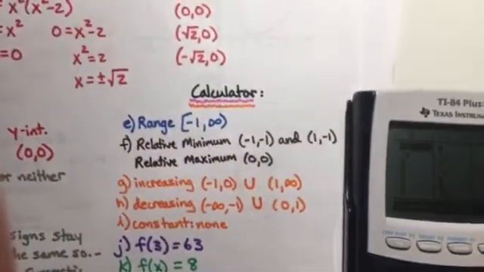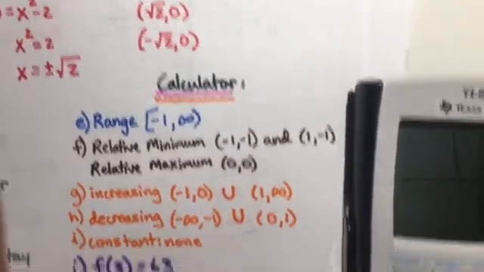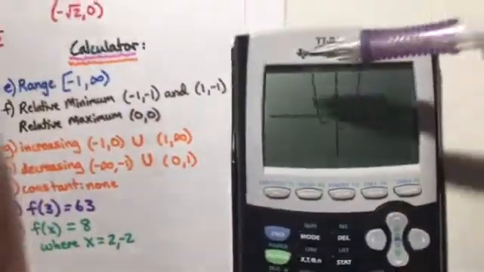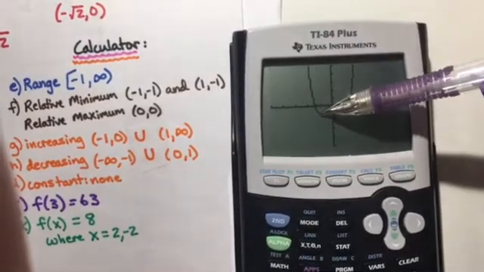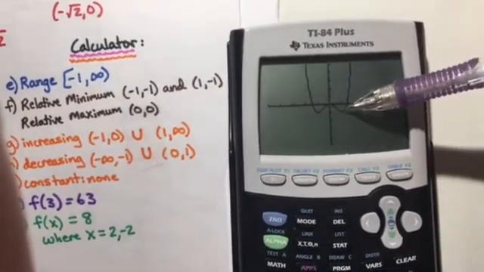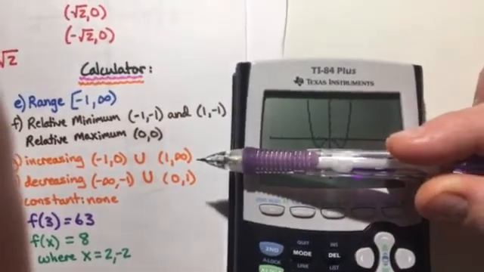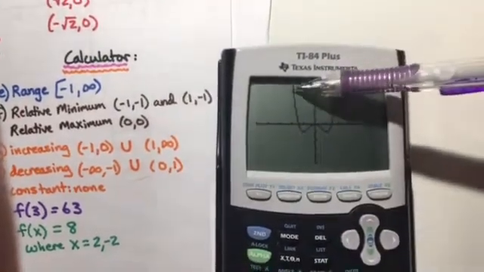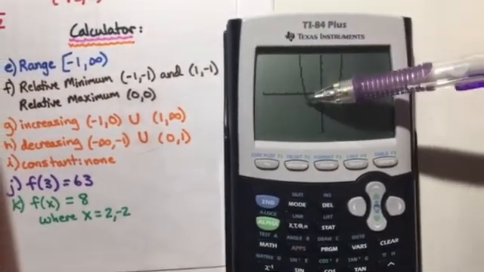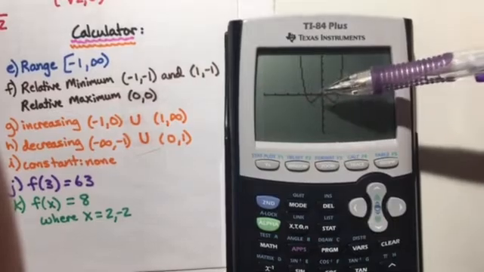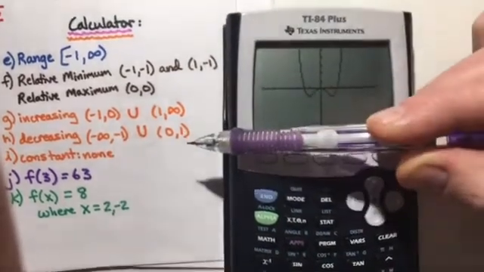So let's look at increasing and decreasing. If we look back at our graph, we can check and see where it's going uphill. So it's increasing from -1 to 0, and then from 1 to infinity. So I wrote those down for increasing. Decreasing, it's going downhill from left to right from -infinity to -1. Then it's also going downhill from 0 to 1. So I put both of those as decreasing.